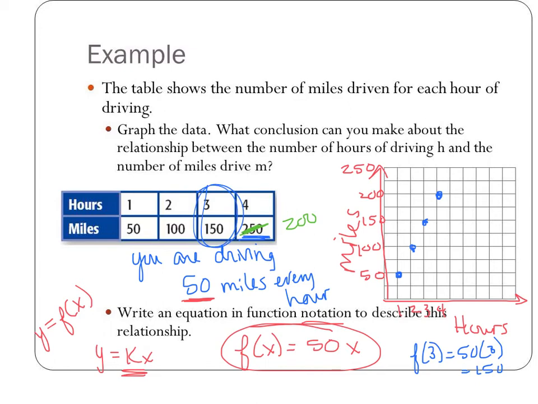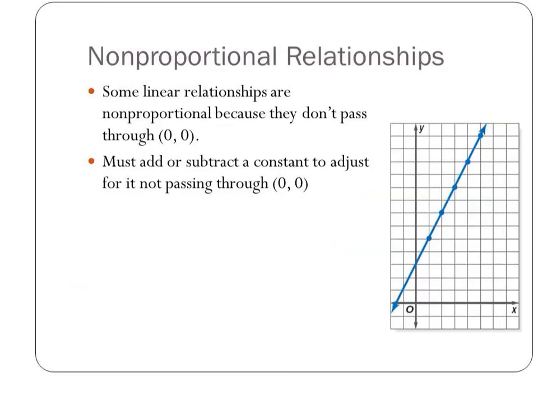Let's look at non-proportional. So a non-proportional relationship is still linear. This time, though, it just doesn't pass through 0, 0. And so what you have to do at the end, if this is my equation for a proportional relationship, you have to do plus or minus some number at the end to move the equation up or down. So in this case, because the equation is moved up 3, 1, 2, 3, we would put a plus 3 at the end.